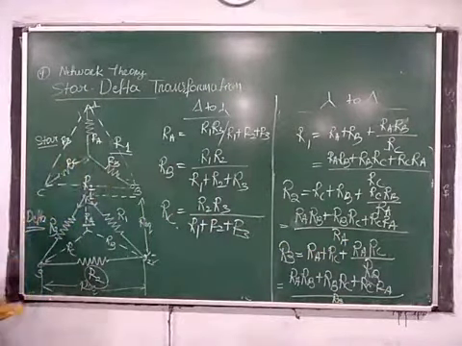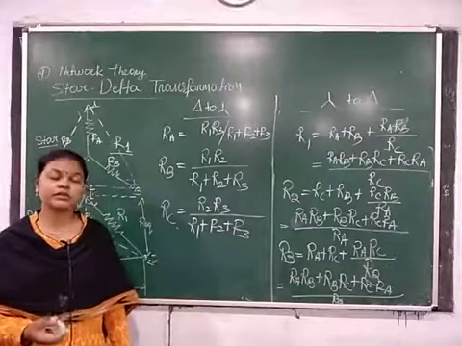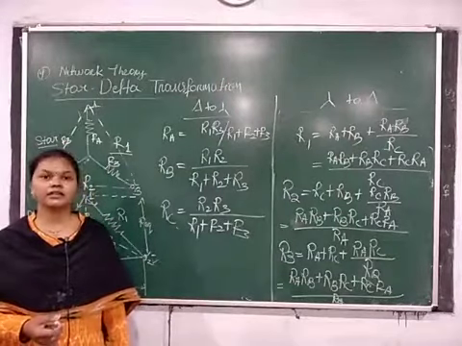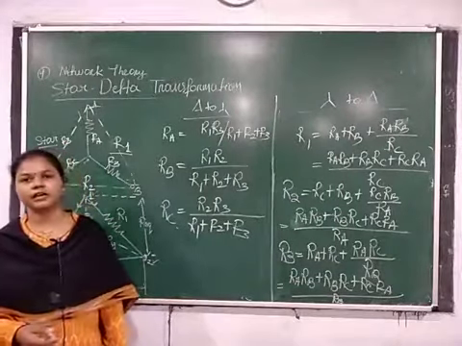Okay, this is the shortcut way to remember star to delta and delta to star transformation. Where are these formulas applicable? If in a complex network there is a question to find the equivalent resistance, or if you want to simplify a circuit, then these two methods are applicable. Thank you.